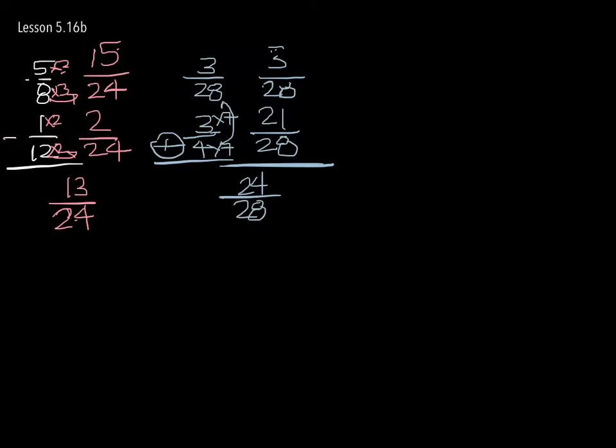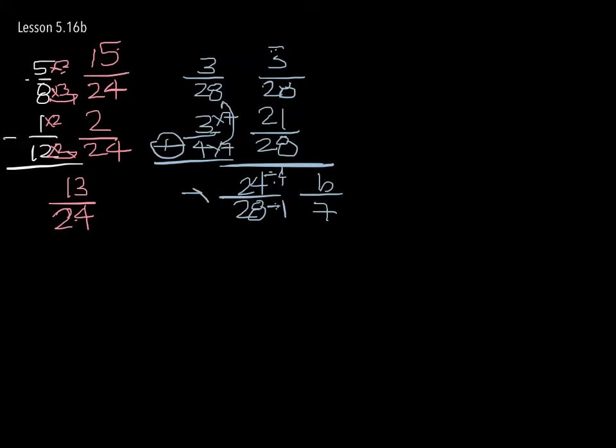Now, boys and girls, we don't want to leave this like this because we can simplify this as we go. So what goes into both 24 and 28? Well, I know that 4 goes into both of those. So if I divide both the top and the bottom by 4, 24 divided by 4 is going to be 6, and 28 divided by 4 is 7. So my simplified answer is 6 over 7. My non-simplified answer is 24 over 28.